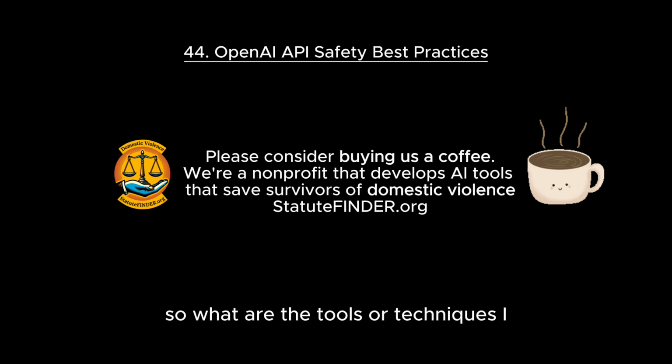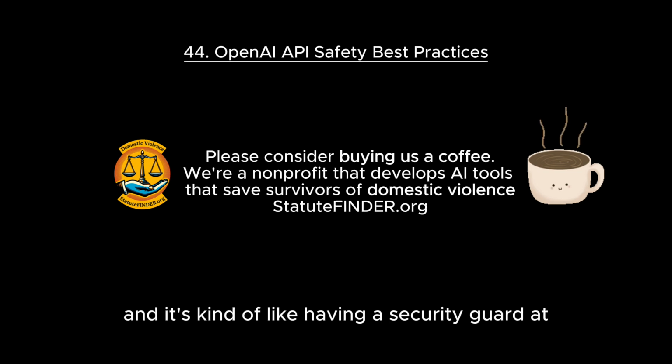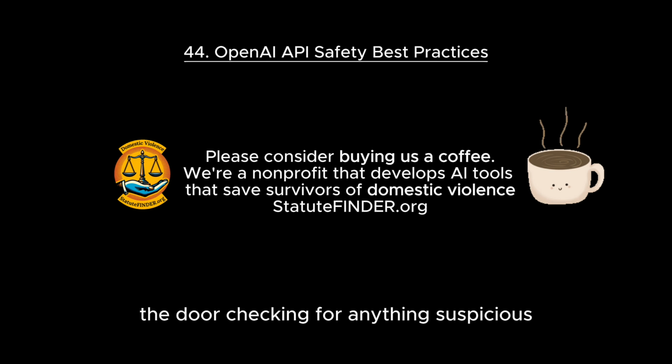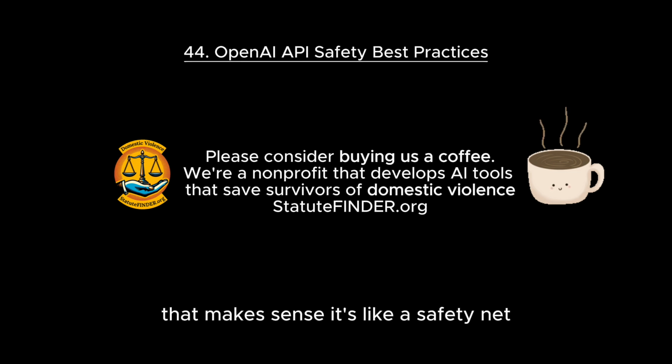So what are the tools or techniques I can use to validate that user input and make sure things don't go haywire? Well, OpenAI actually has this really handy moderation API, and it's kind of like having a security guard at the door checking for anything suspicious before it gets through. It can help detect and filter out potentially harmful content. That makes sense. It's like a safety net, catching those errors before they cause any real trouble.